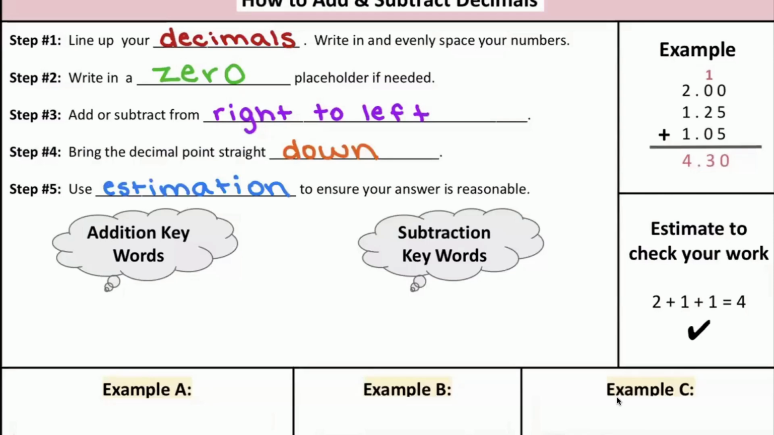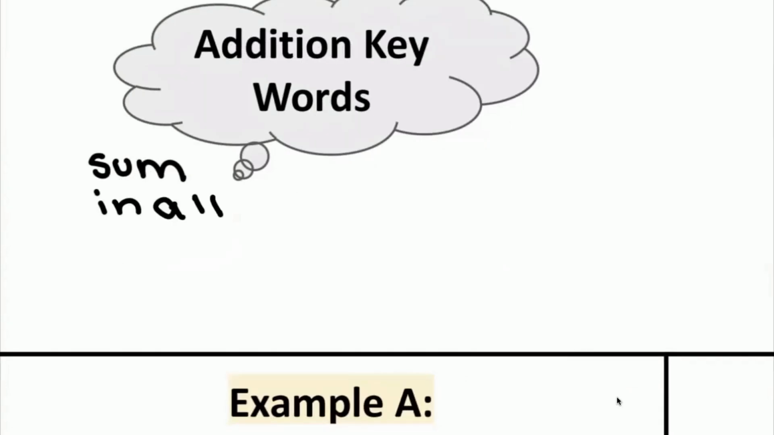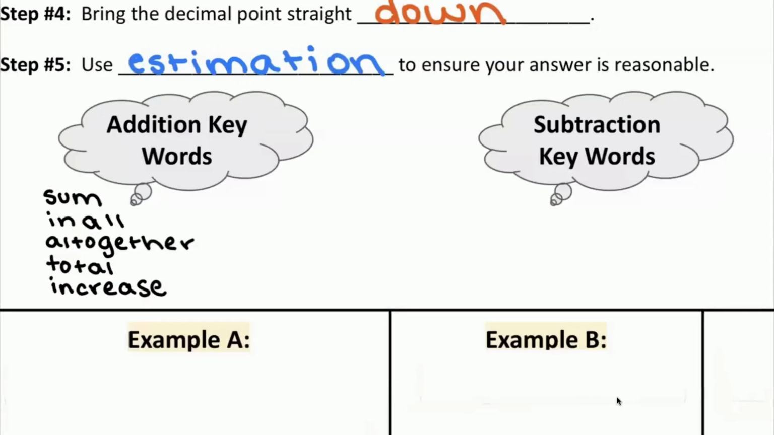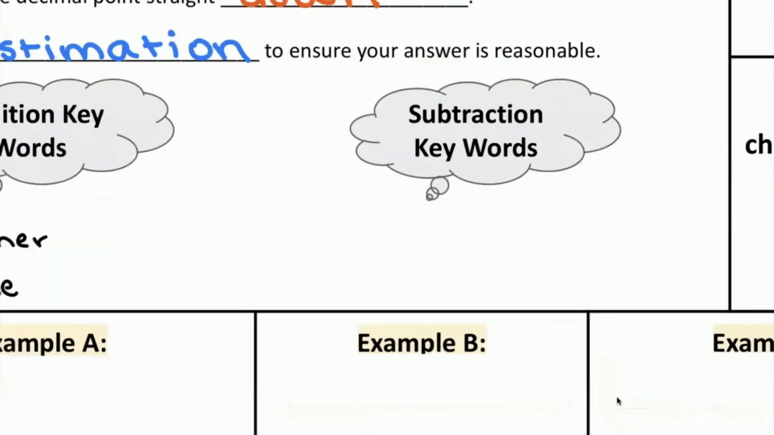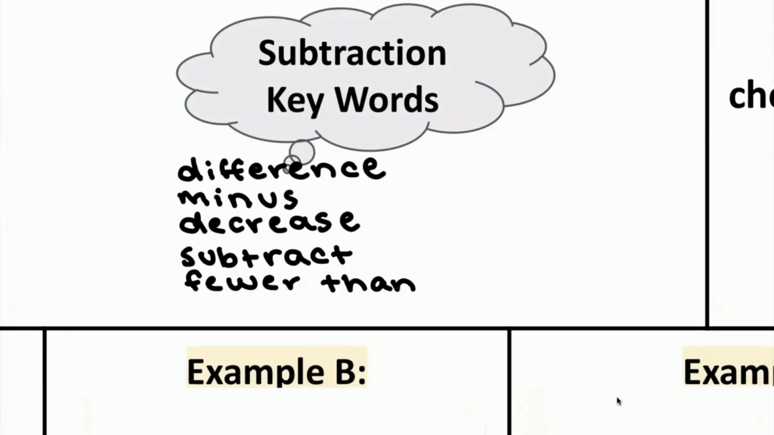Let's talk about some keywords for addition. Keywords for addition are sum, in all, together, total, and increase. Make sure you're writing with me. And these aren't the only words. These are just some of them. Let's zoom in on some subtraction keywords. And remember, you can always pause the video if you need more time. Difference is a huge keyword for subtraction. What's the difference between two numbers? Minus, decrease, subtract, and fewer than. And then lastly, spent. Similarly, these aren't the only keywords, but here are some of them.